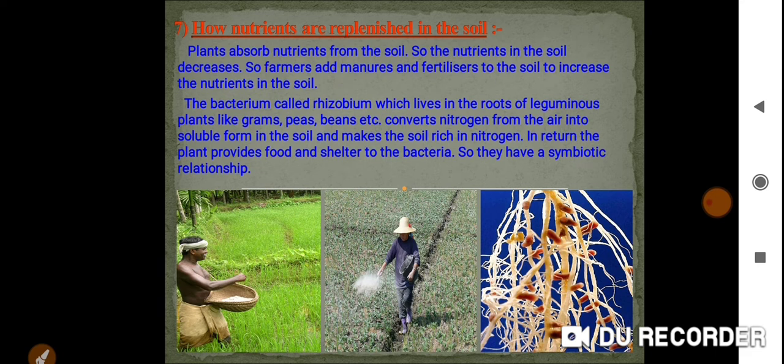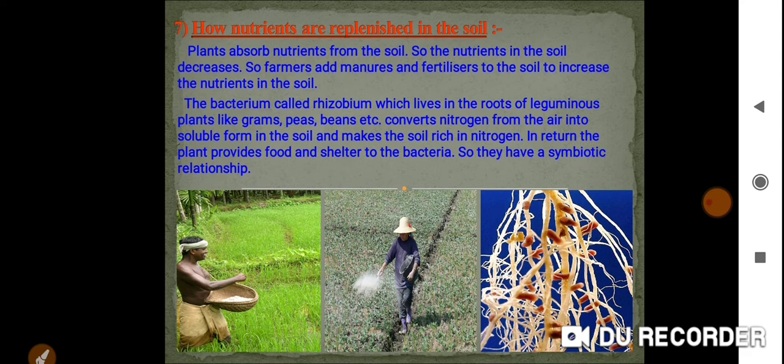So I explained also, this is a symbiotic relationship between the rhizobium bacteria and the plant. The plant gives shelter and food to the bacteria. In return, the bacteria converts nitrogen to nitrates, into a soluble form. Are you getting my point? This is a symbiotic relationship, that is what he explained here. In return, the plant provides food and shelter to the bacteria.